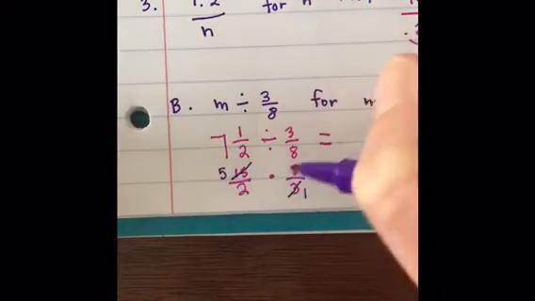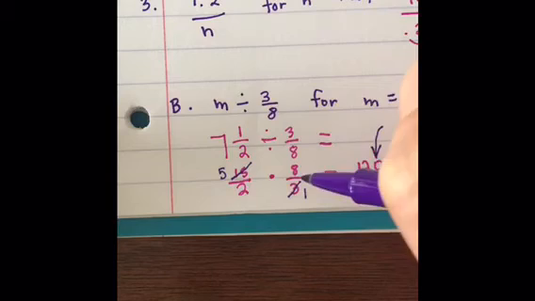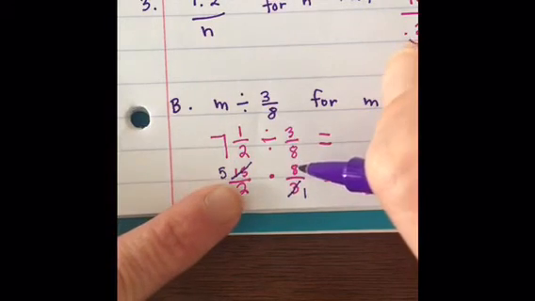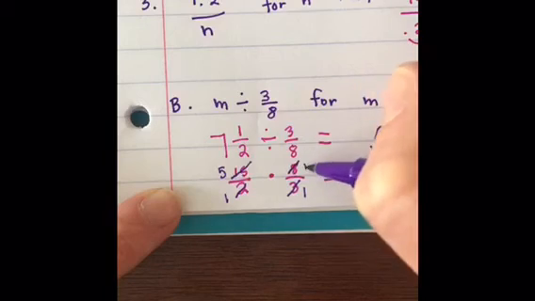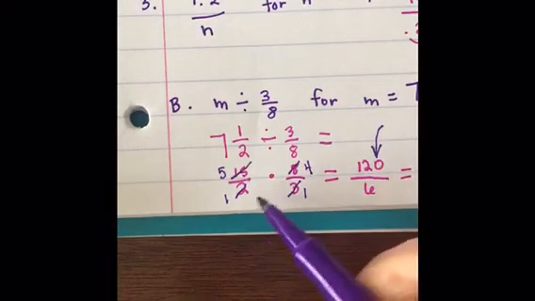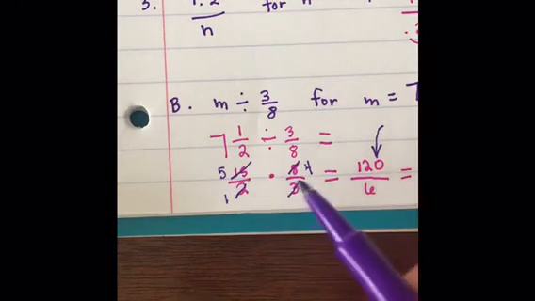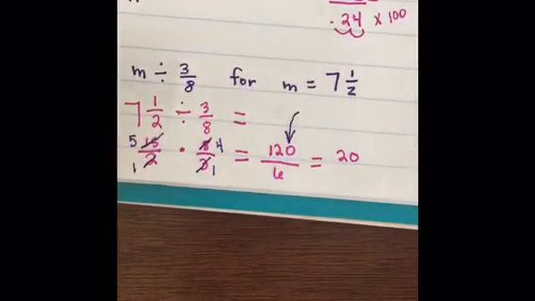And what about this one? Can we reduce this? This is just like reducing a fraction. Yes, 2 goes into both of these. It goes into itself once, and it goes into 8 4 times. Then I had a much easier math problem. 5 times 4 was 20.